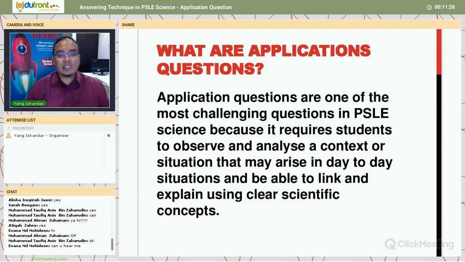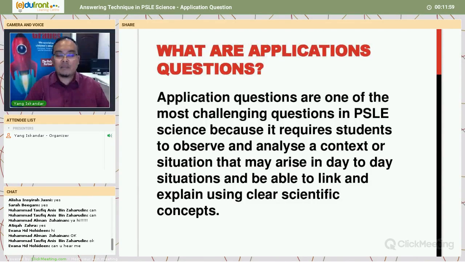Okay, so what are application questions? Application questions are one of the most challenging questions in the PSLE science, because it requires students to observe and analyze a context or situation that may arise in day-to-day situation, and be able to link and explain using clear scientific concepts. So basically, it is day-to-day situation, and the situation could be something that you are familiar with, or it could be something that you are not familiar with.